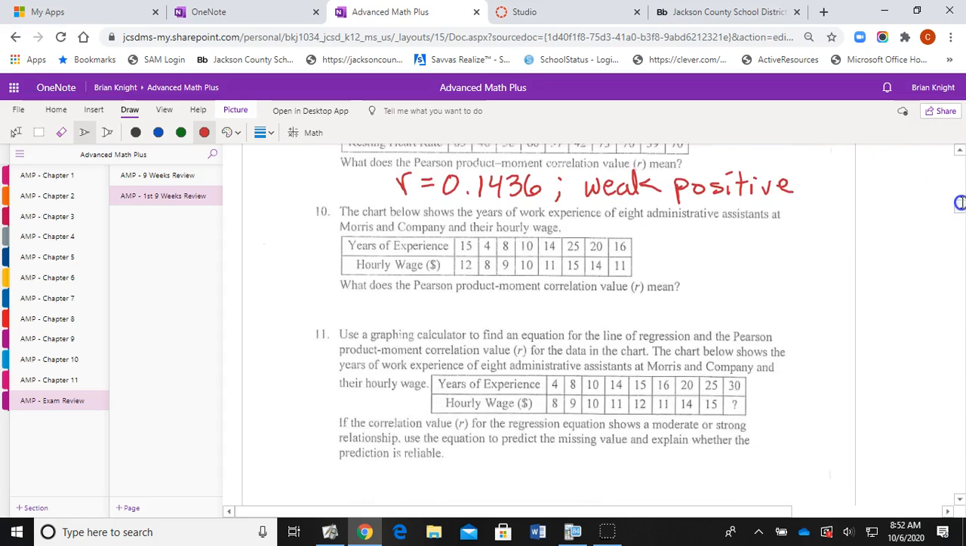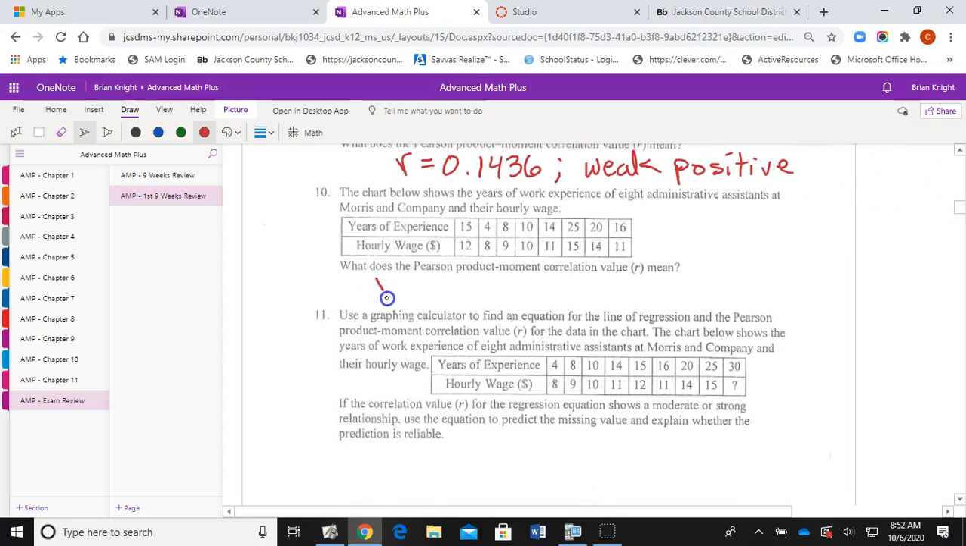If you plug in number 10, you should get R is 0.979. Again, I'm not going to waste the time of plugging it in because we're kind of in a hurry. So you can do that later. You should get 0.979. What kind of correlation is that? It is positive. It is a strong positive correlation.